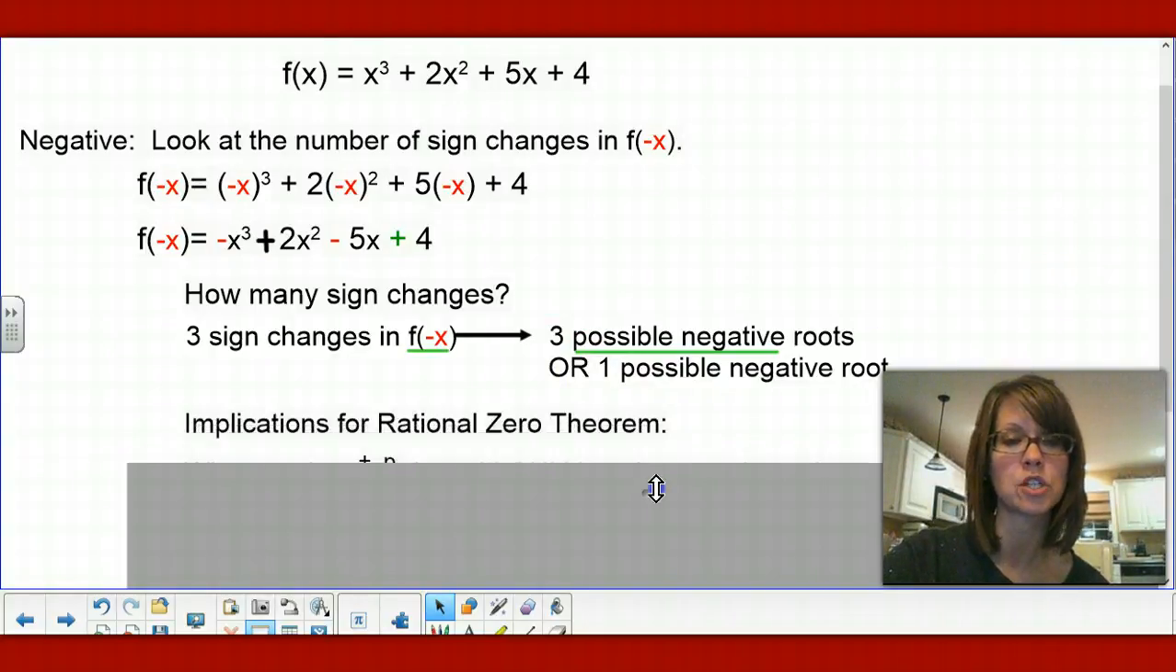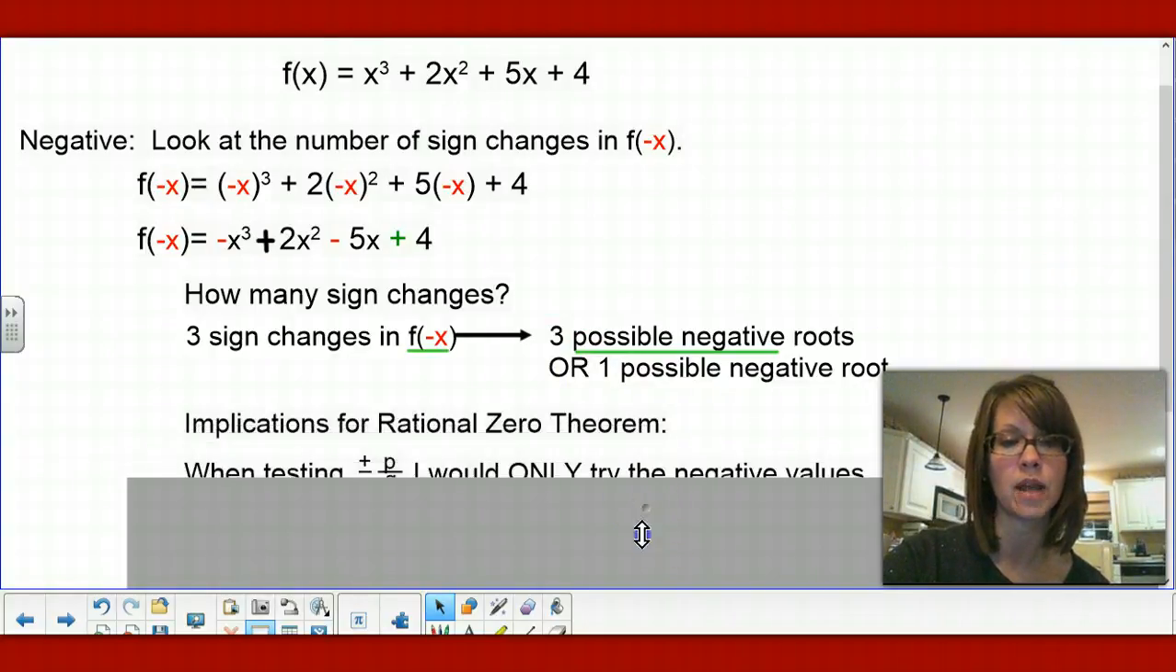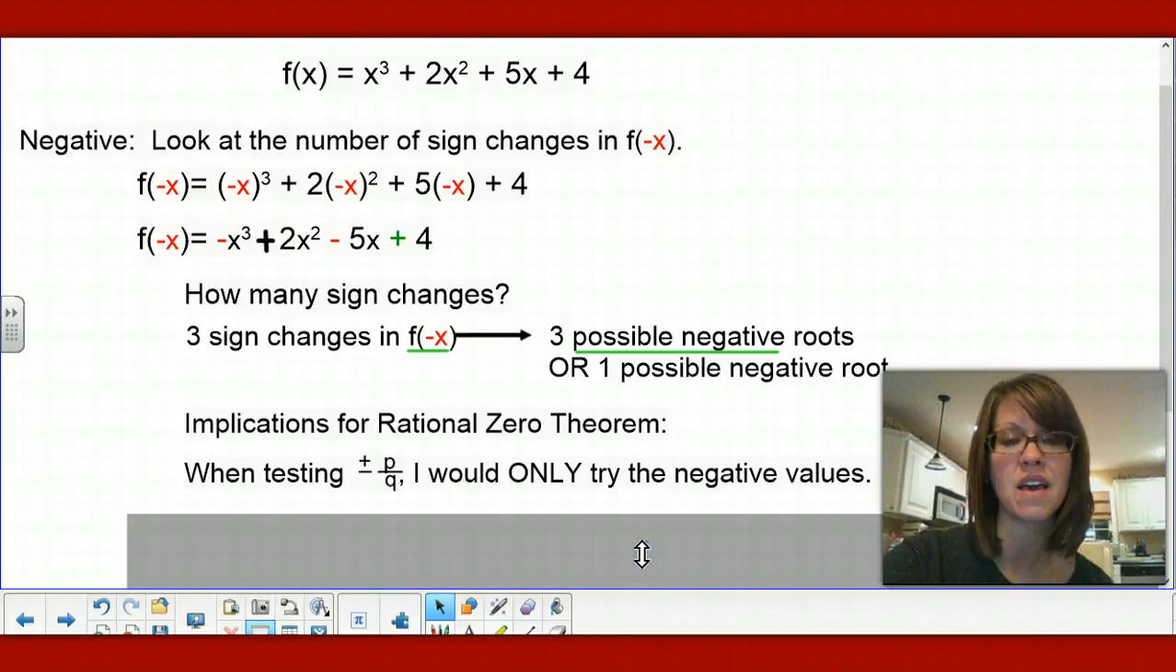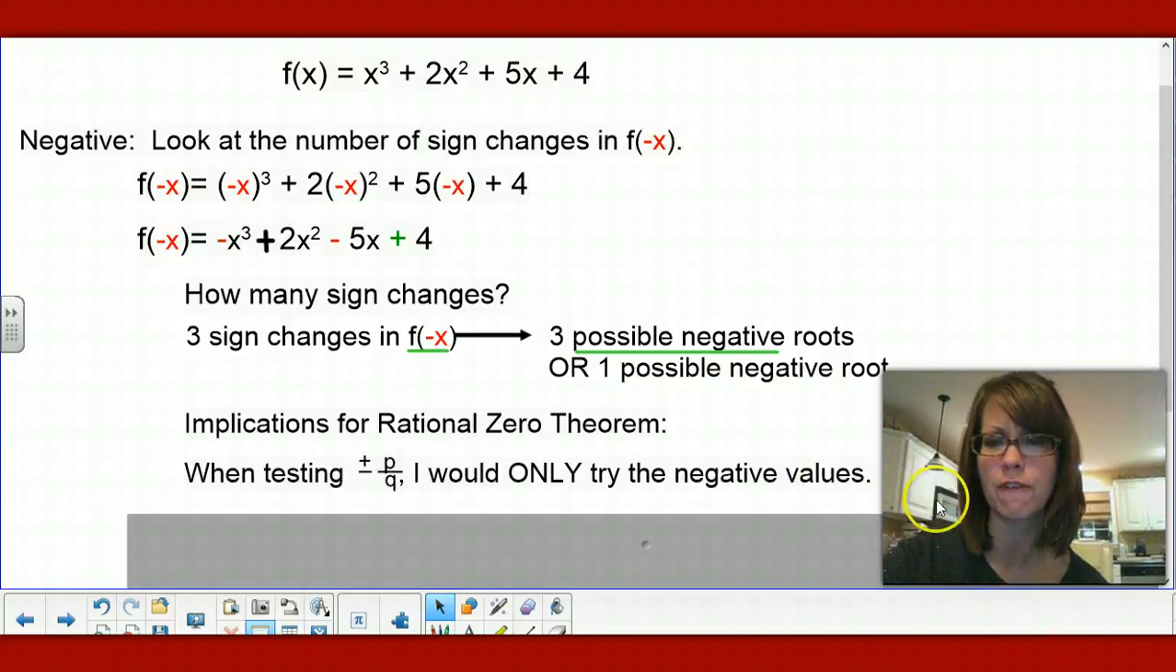Okay, so implications for the rational zero theorem. Like I said before, when testing that, I would only do the negative values. Remember, you just go and you find one that works, and then you use the depressed polynomial and try to factor from there.